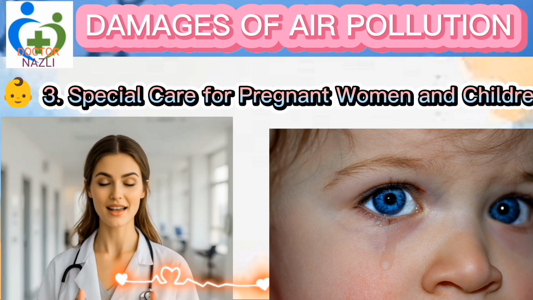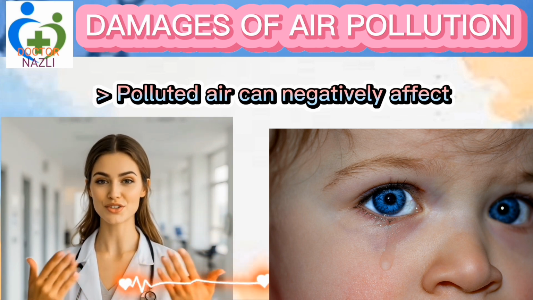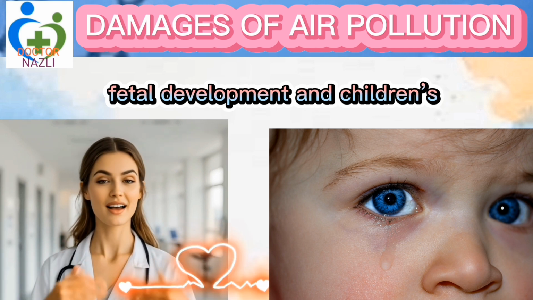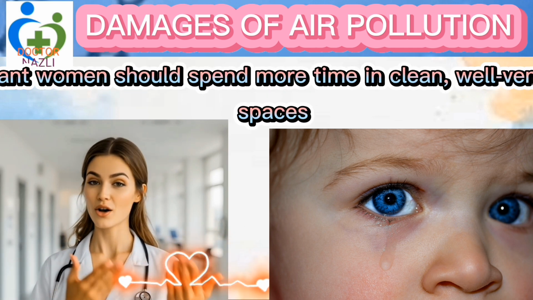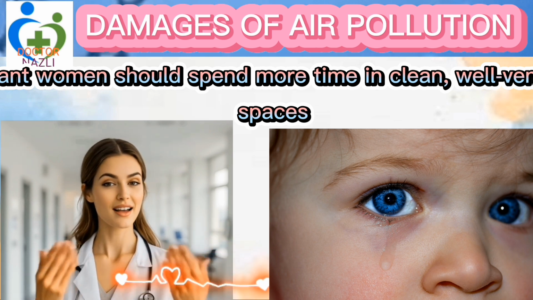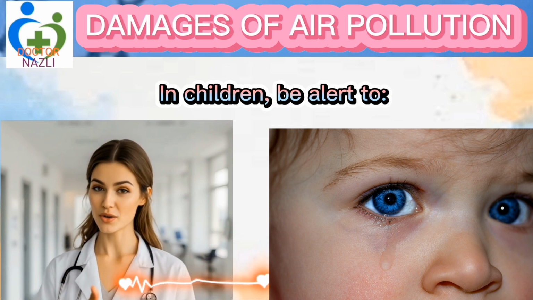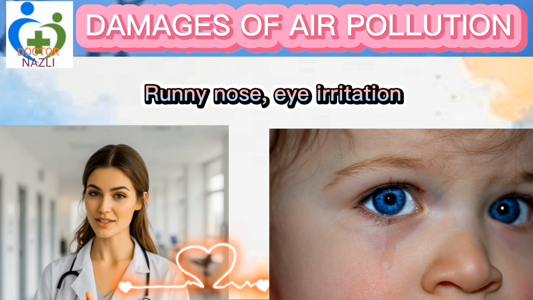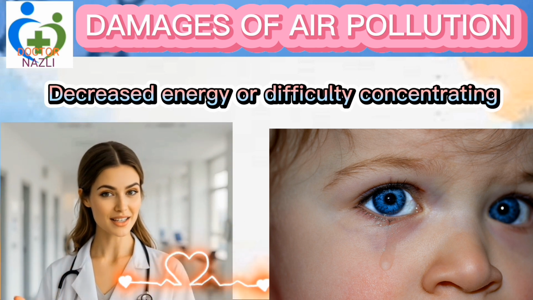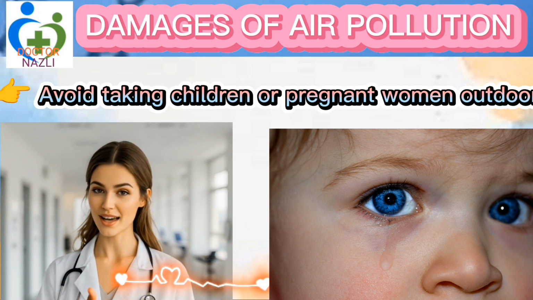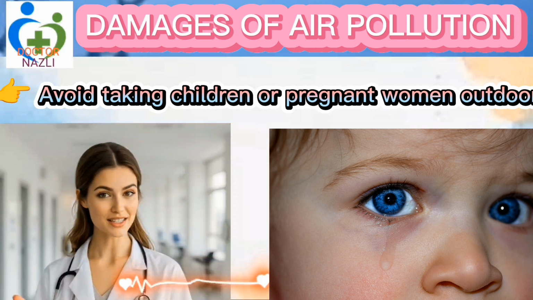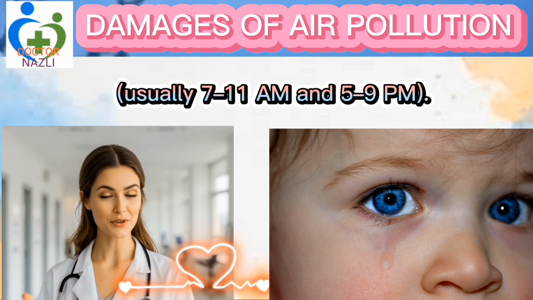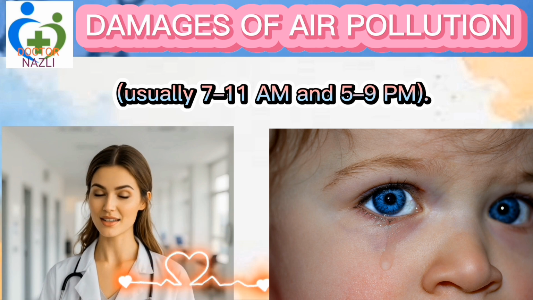3. Special care for pregnant women and children. Polluted air can negatively affect fetal development and children's immune systems. Pregnant women should spend more time in clean, well-ventilated spaces. In children, be alert to frequent coughing or wheezing, runny nose, eye irritation, decreased energy or difficulty concentrating. Avoid taking children or pregnant women outdoors during peak traffic or pollution hours, usually 7 to 11 a.m. and 5 to 9 p.m.